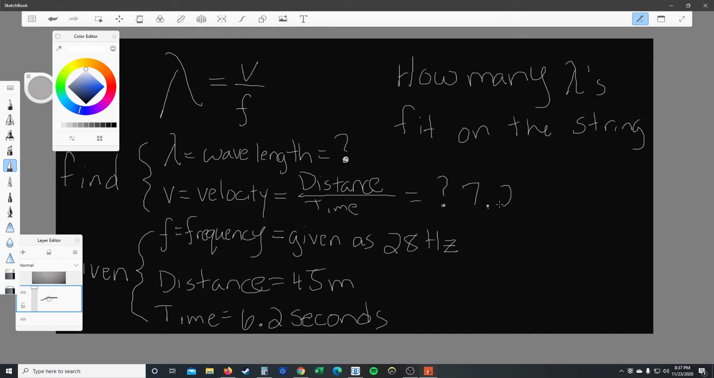So we're at about 7.26 meters per second. So that's the velocity. Now that we have velocity, we can find the wavelength. We're given the frequency, which is f, so we just plug all our numbers in here. Wavelength equals velocity over frequency. So wavelength equals 7.26 divided by 28 hertz.